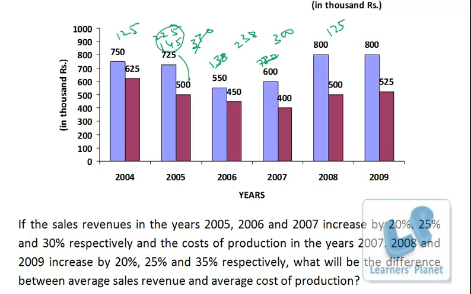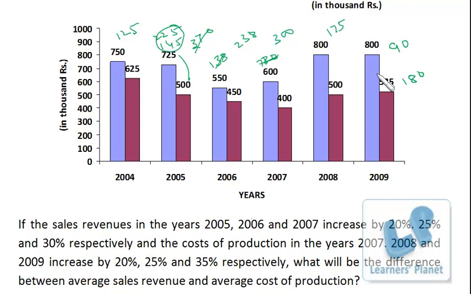Then in year 2009, only cost of production is increased by 35%. 35% is a bit more than one third. One third is 33 and 1/3%, so it is a bit more than one third. So I just calculate it. One third of this is around 180. In fact, one third is less than 180, so we just have to take 35%. So I'm just taking it as around 180. So 500, 600, and then 705. So the difference is around 90, I can say.